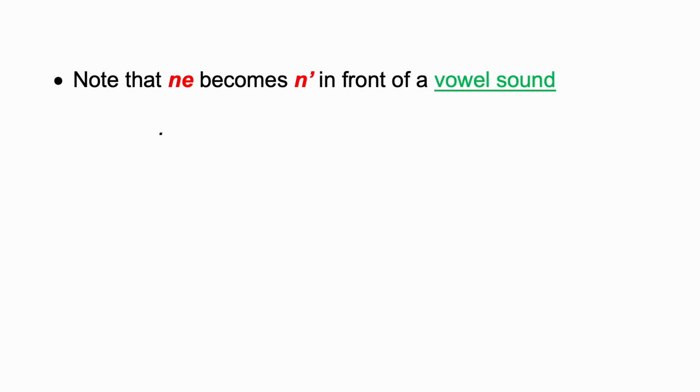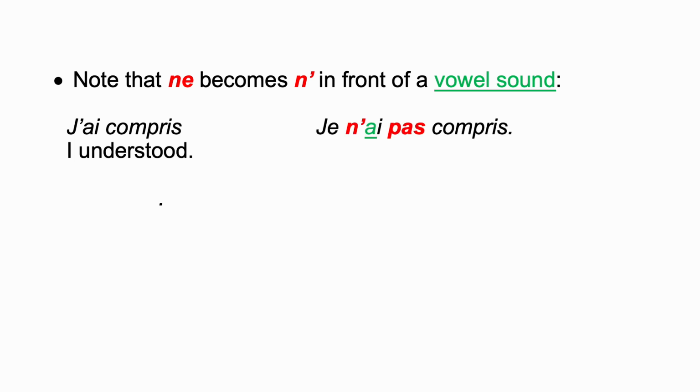Note that the ne becomes an apostrophe in front of a vowel sound. This is an example of elision. So, "j'ai compris", I understood. As for negative form, "je n'ai pas compris", I didn't understand. Repeat after me, je n'ai pas compris.